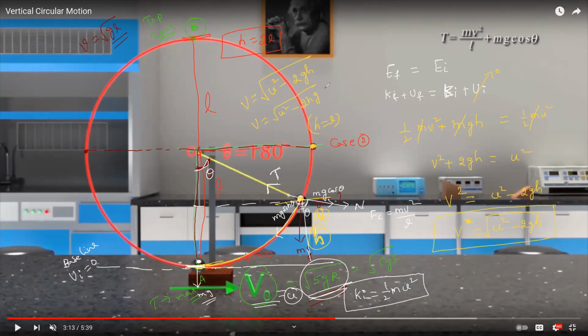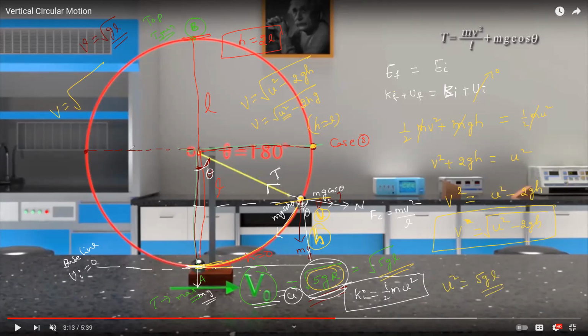So if I modify it, all of you observe very carefully, where h is equal to L or whatever it is. Now, what is the velocity formula, what will the tension be, and what is the minimum velocity required? You can modify and calculate it. So v is equal to root of u square minus 2gh. What is u square? We already calculated the initial velocity: root 5gL. So I can say u square is equal to 5gL.